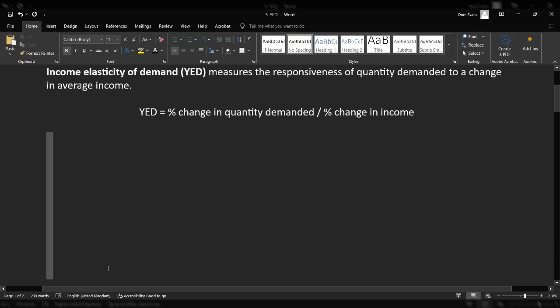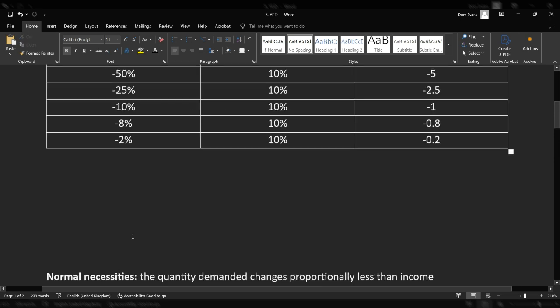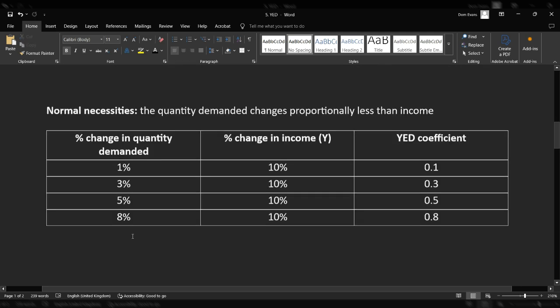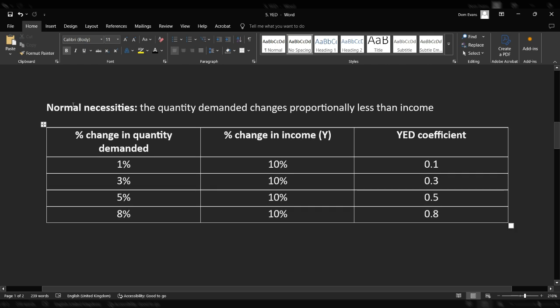Okay, so next product is a normal necessity. Normal just means that the change in quantity demanded and the change in income are moving in the same direction. So as incomes go up, quantity demanded goes up, or as incomes go down, quantity demanded goes down. This time, with the normal necessities, as incomes go up, so does quantity demanded, but proportionally less than the change in income.